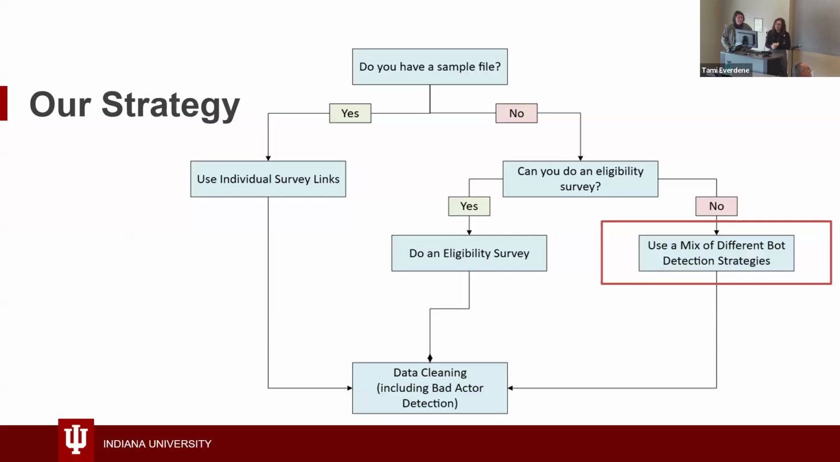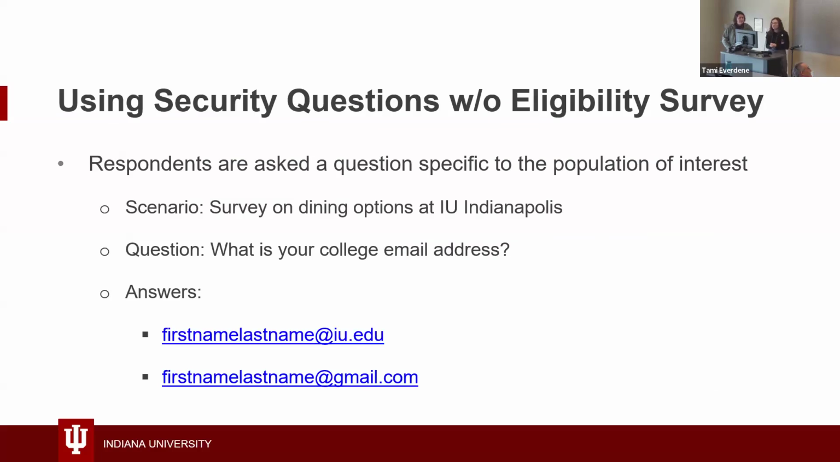So if you can't do an eligibility survey, our next option is to use a mix of different bot detection strategies. Our first bot detection strategy is using security questions without an eligibility survey. So this would be a security question within that single survey. You ask a question specific to the population of interest. If we were doing a survey on dining options at IU Indianapolis, we only want individuals who are affiliated with IU Indianapolis to complete that survey: staff, students, faculty. So we would ask them something like, what is your college email address? Or what is your institution email address?